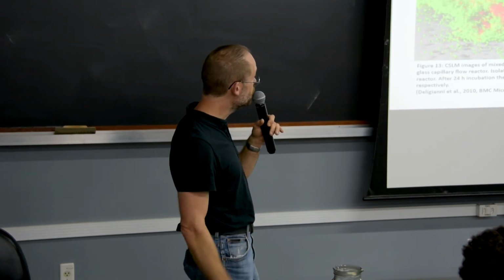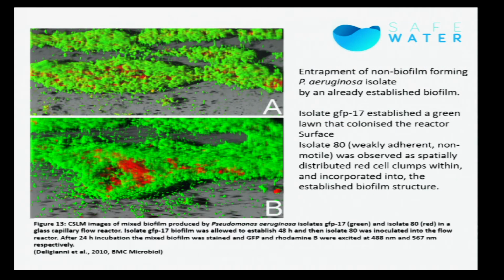Using the same technique, we're also able to show, as I said, most of this is single species biofilms, but we were able to show that a heavy biofilm former, the green cells, could actually entrap a non-biofilm forming Pseudomonas aeruginosa. And it didn't just stick to the biofilm, it stuck to the biofilm and then grew in biofilm mode of life. Even though left to its own devices, it didn't really form a biofilm.